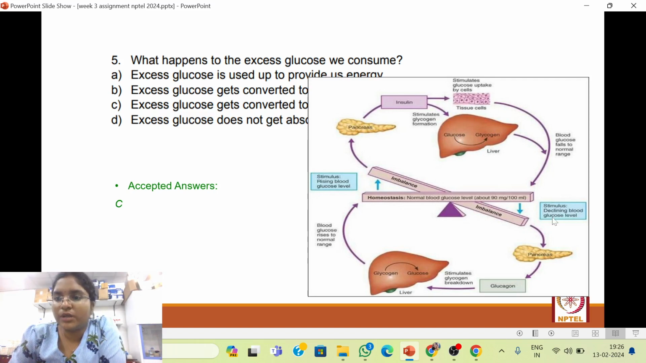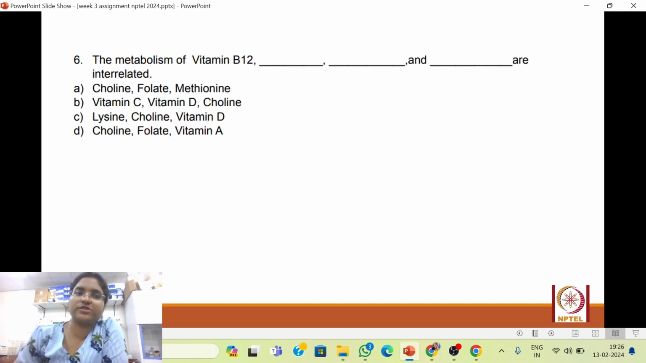What happens if the blood glucose levels are decreased? Then the pancreas produces glucagon from the alpha cells, which stimulates glycogen breakdown. The glycogen that was stored in the liver gets broken down again to glucose, and the blood glucose rises to the normal range. So this is the mechanism by which our body maintains homeostasis of blood glucose levels. Okay, I hope it is clear. We'll move on to the next question.